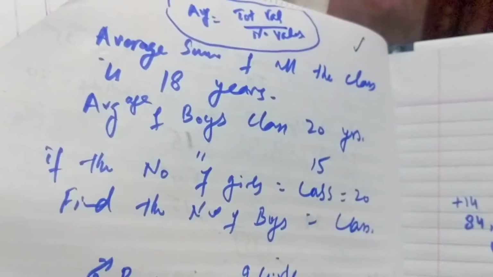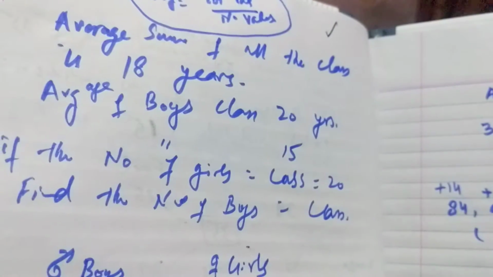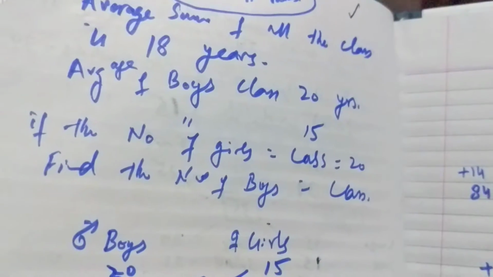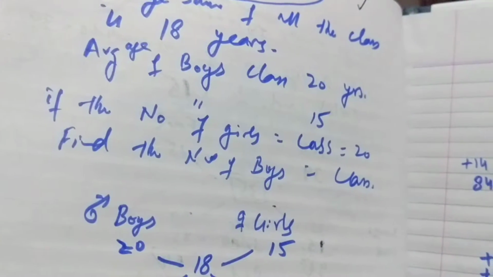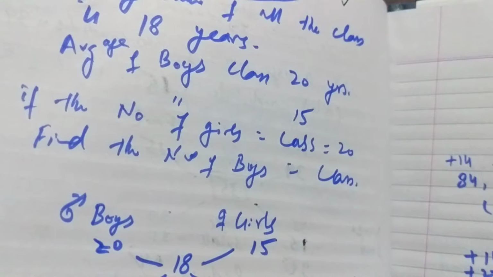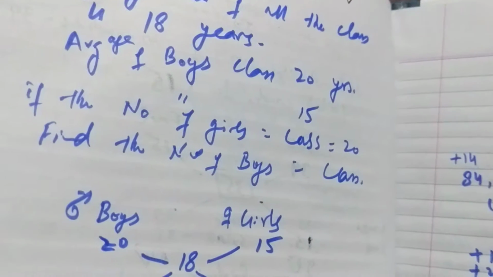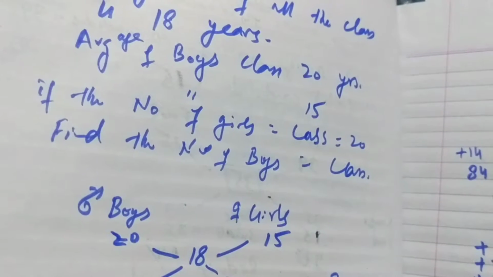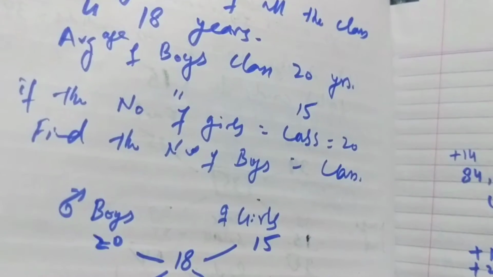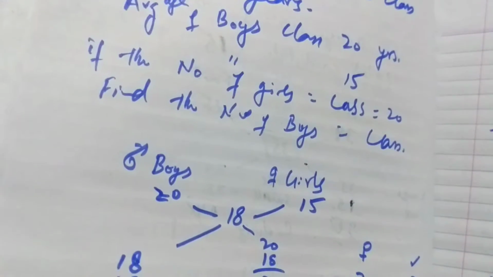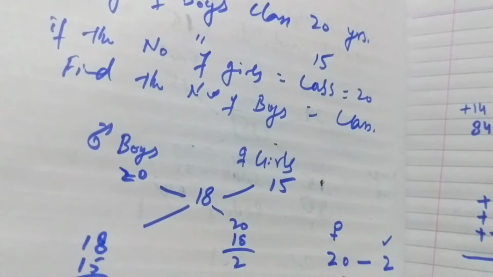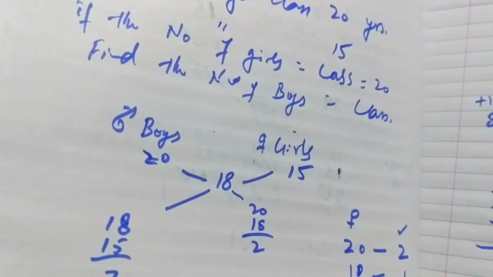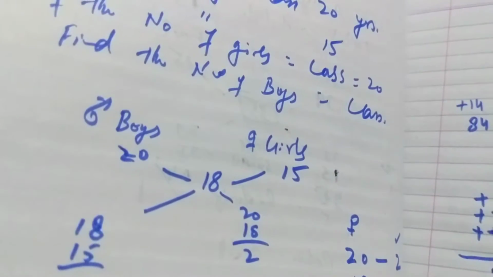Next question: the average age of all the class is 18 years, whereas the average age of boys in the class is 20 years, whereas the average age of the girls in the class is 15 years. If the number of girls in the class is equal to 20, find the number of boys in the class.